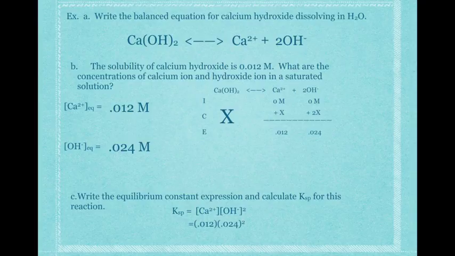So I'm going to take 0.012, multiply that by 0.024. Remember, I need to square that value because there's a coefficient of 2 for hydroxide. And what I end up getting for my Ksp is 6.9 times 10 to the negative 6, and that's it.